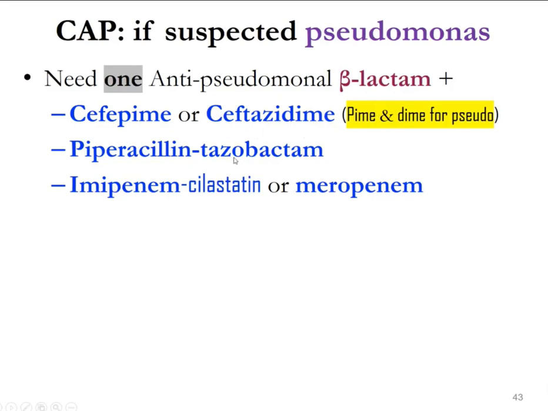So you have 2 drugs. Then you have a beta-lactam, piperacillin, tazobactam. Tazobactam is a beta-lactamase inhibitor, okay? So piperacillin is the drug.